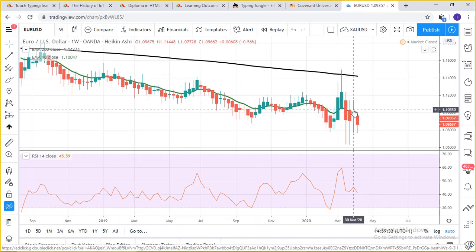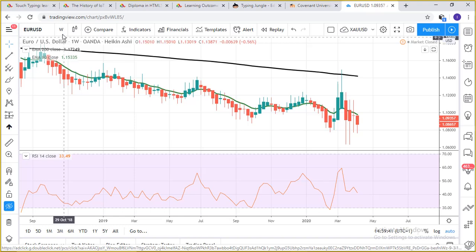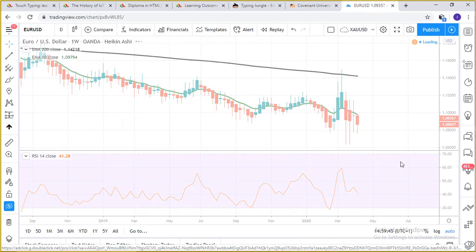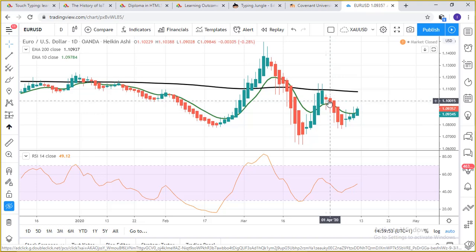Let's pay attention to these two particular candles and see what activities we can see. 1 and 2. That should give us 10 daily candles. Now, 1, 2, 3, 4, 5, 6, 7, 8, 9, 10. 10 daily candles.